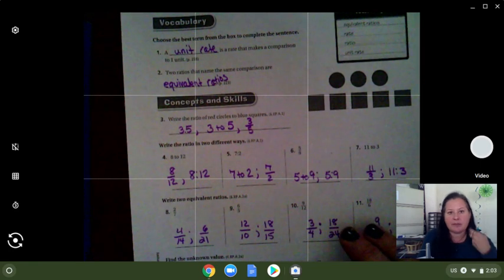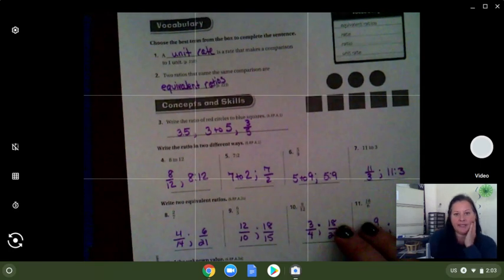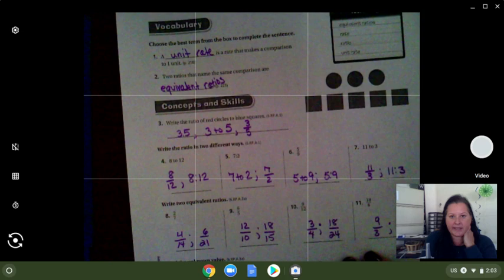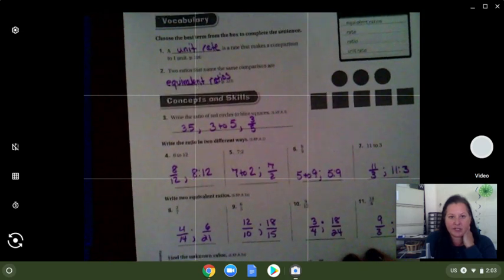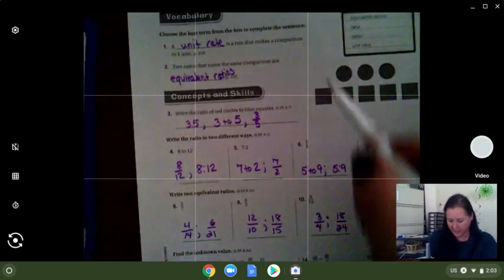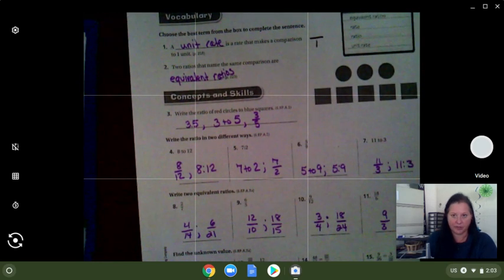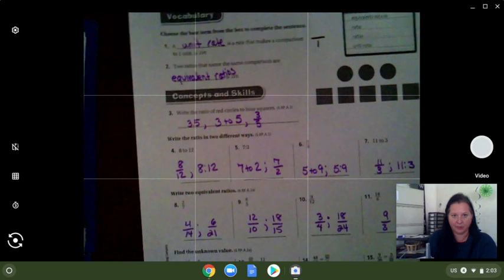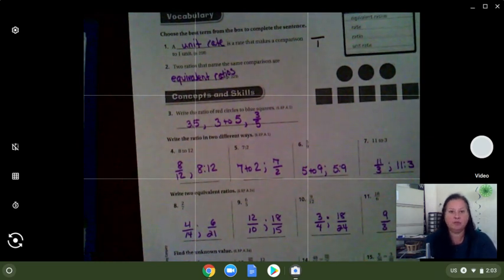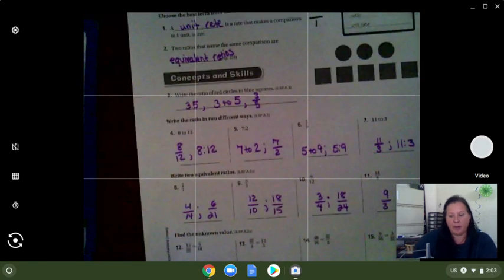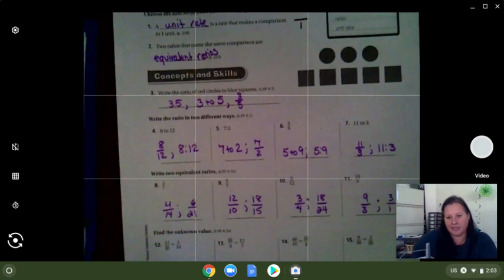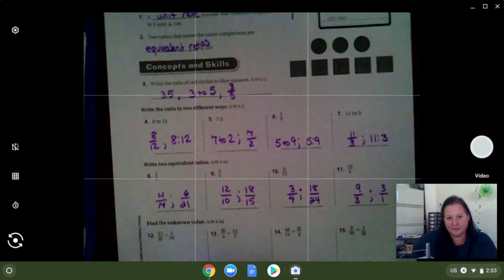It says, choose the best term from the box to complete the sentence. A unit rate is a rate that makes a comparison to 1 unit. So remember, a unit rate is a ratio that has a 1 on the bottom. That's a unit rate. So that's what you are going to write for number 1. Number 2, 2 ratios that name the same comparison are equivalent ratios. So that's number 2, equivalent ratios. Remember, you can pause the video at any time to take more time to write these answers down.